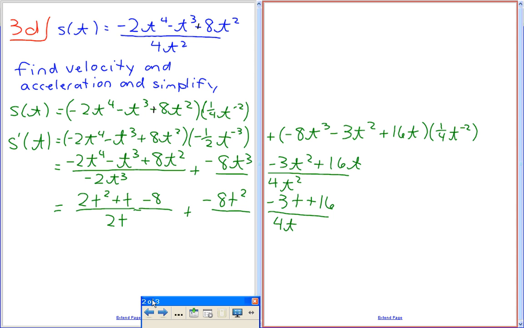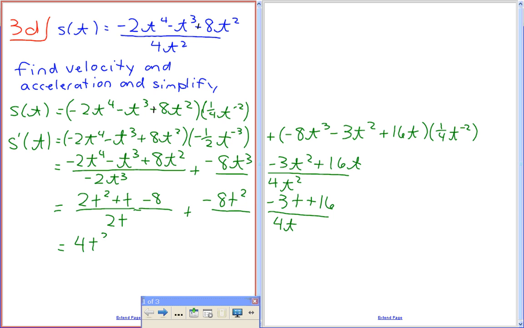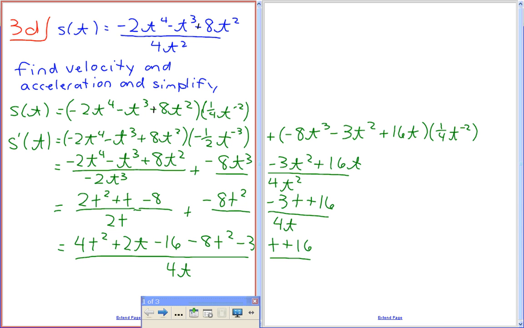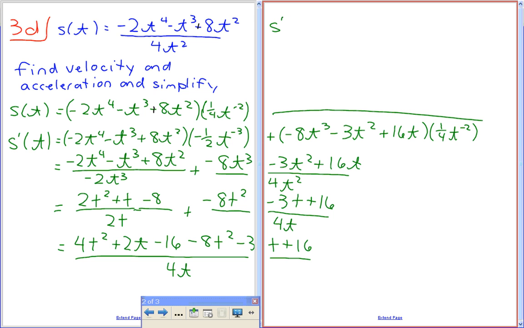Multiply by 2. So it's going to be equals 4t squared plus 2t minus 16 minus 8t squared minus 3t plus 16, all over 14. And we'll just finish simplifying this up and we'll move to the next screen. So we're going to say s prime of t equals negative 4t squared negative t, all over 14. And how nice is this? Which happens to equal negative 4t minus 1 over 4.